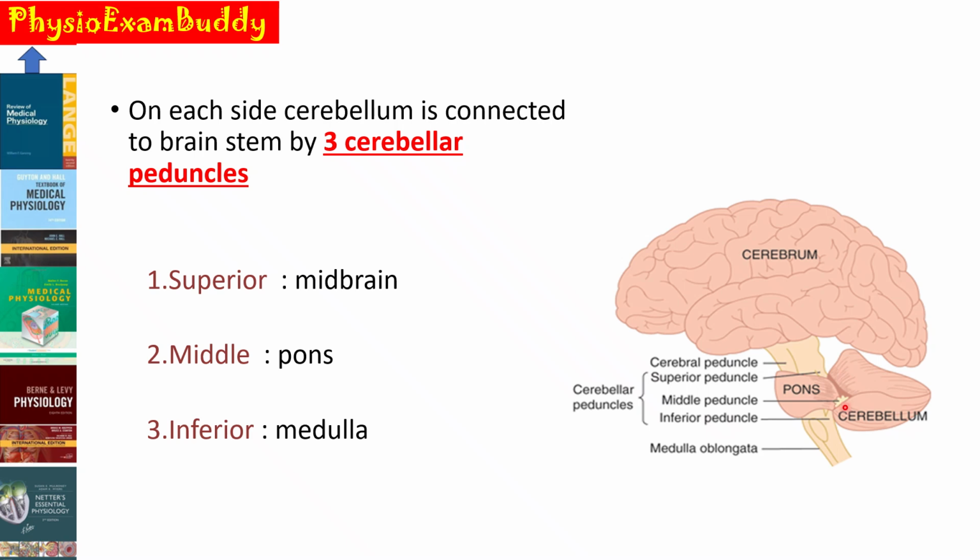On each side of the cerebellum, it is connected to the brainstem by three cerebellar peduncles. The superior cerebellar peduncle connects the midbrain with the cerebellum. The middle cerebellar peduncle connects the cerebellum with the pons, and the inferior cerebellar peduncle helps to connect the cerebellum with the medulla.